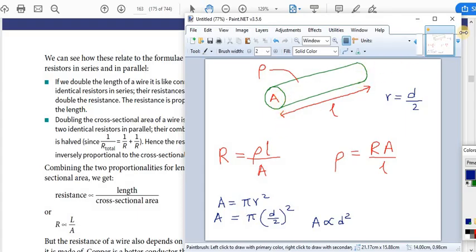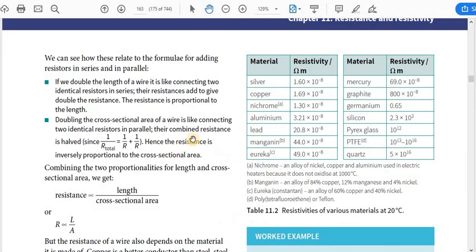But if you connect it end to end like this, then you are connecting in series. You are doubling the length. If you connect an identical one in series, you are doubling the length. That will double the resistance. If you connect an identical one parallel to this, then you are doubling the area of cross section, 2A. That will halve the resistance. So that's what is meant by these 2 points here.